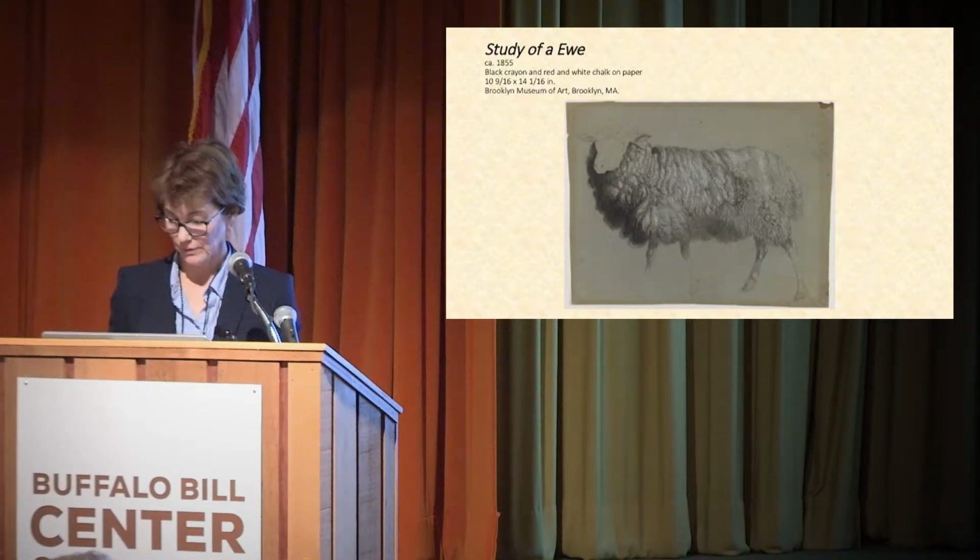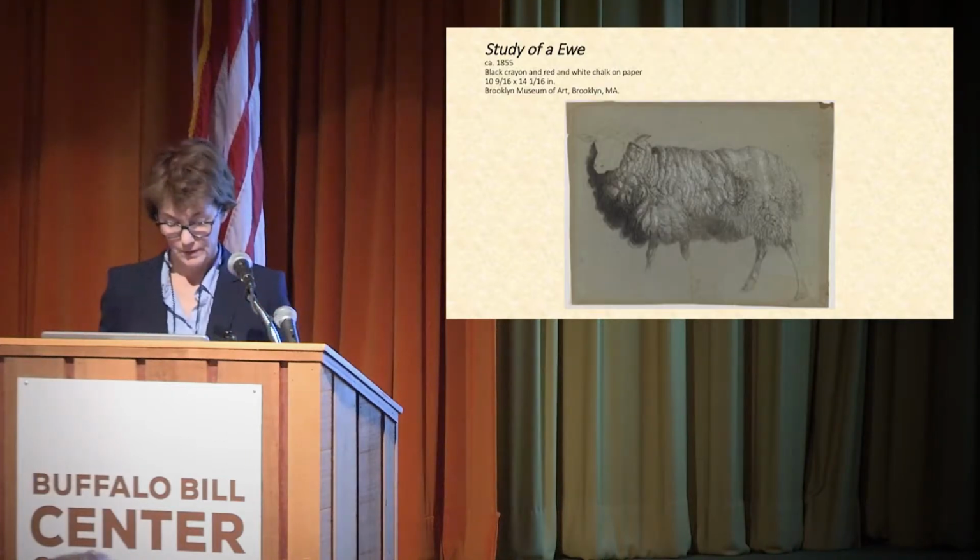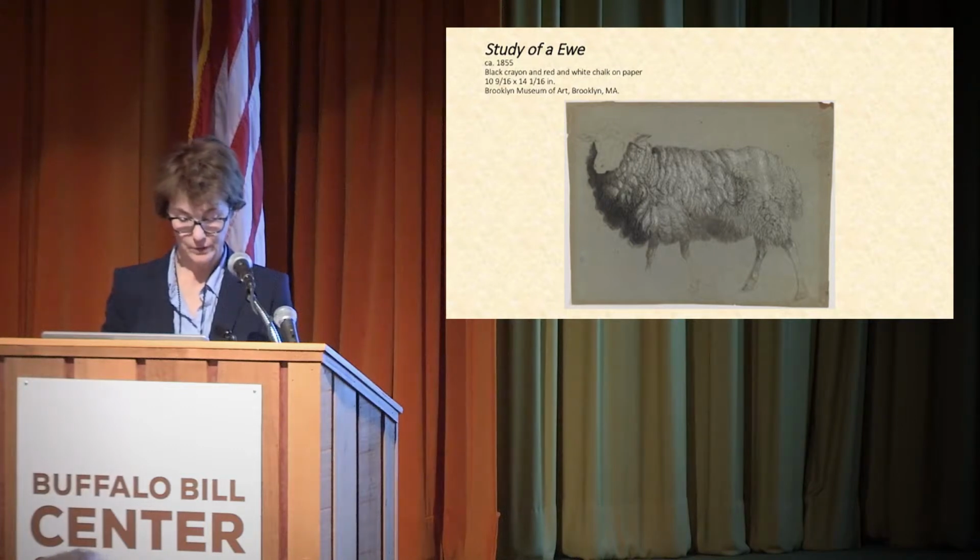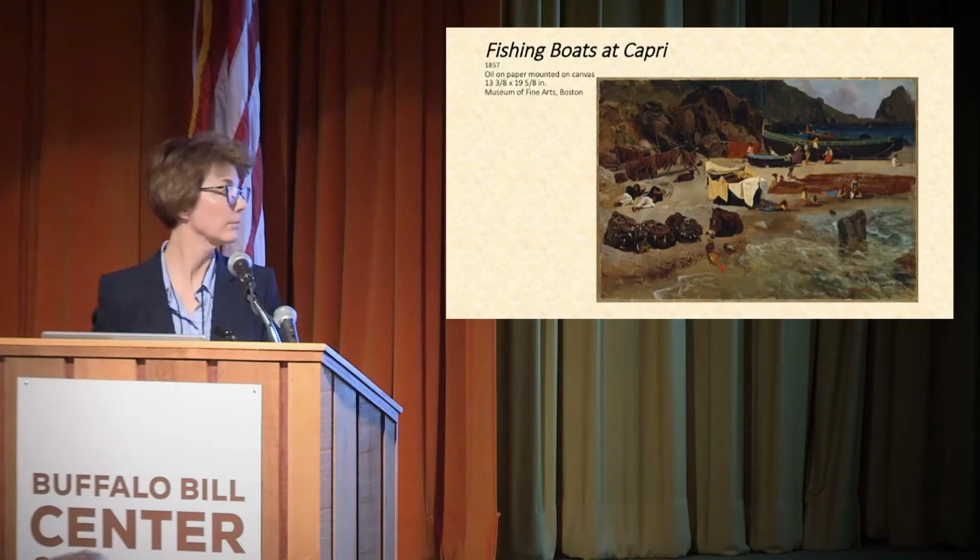A sketch of a ewe from this period exhibits the careful and accurate drawing emphasized by the Dusseldorf Academy and shows Bierstadt already to be a deft draftsman and an acute observer of detail. Bierstadt left Dusseldorf and spent much of 1857 exploring Italy. While visiting the Isle of Capri, he made a sketch of this beach scene.